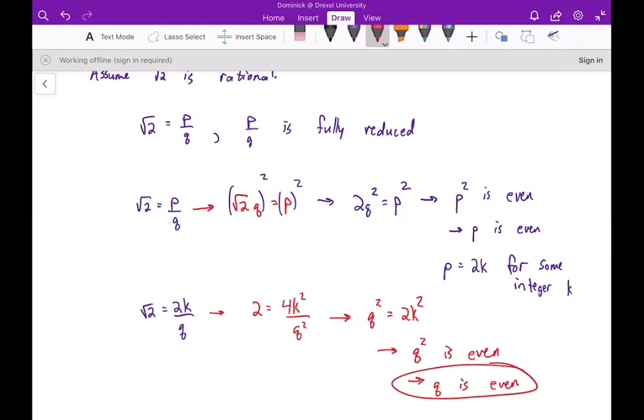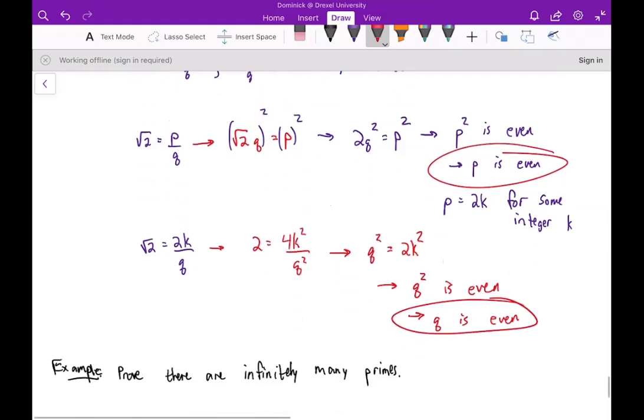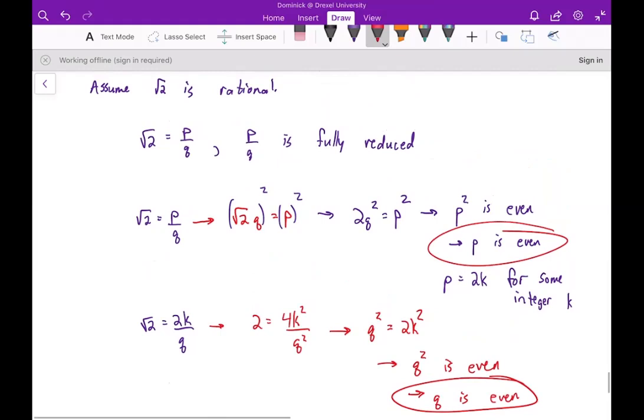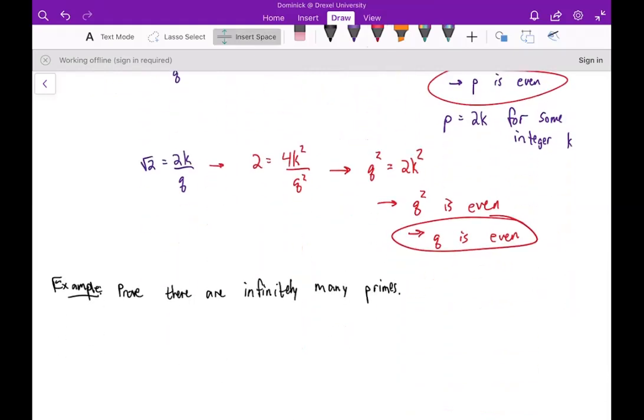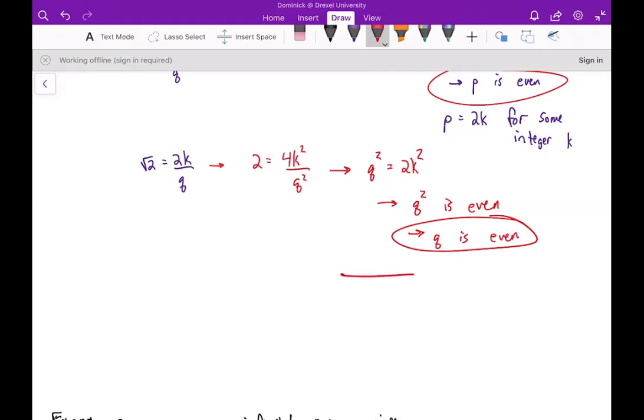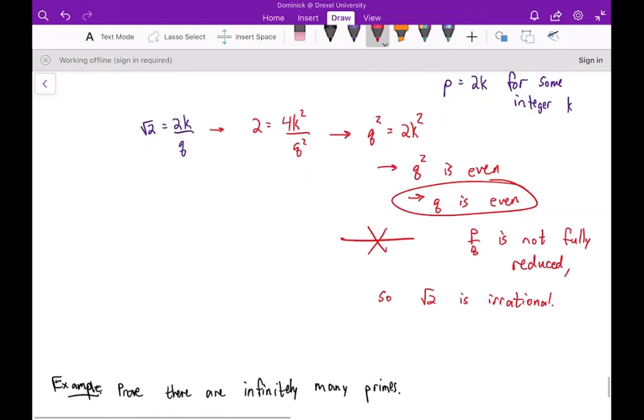And this is our contradiction, because we have that p is even and q is even, but we said that this fraction p over q was fully reduced, right? So this is going to give us the contradiction. p over q is not fully reduced then, because we could divide by 2 if they're both even. So square root of 2 is irrational. All right, that's the idea.